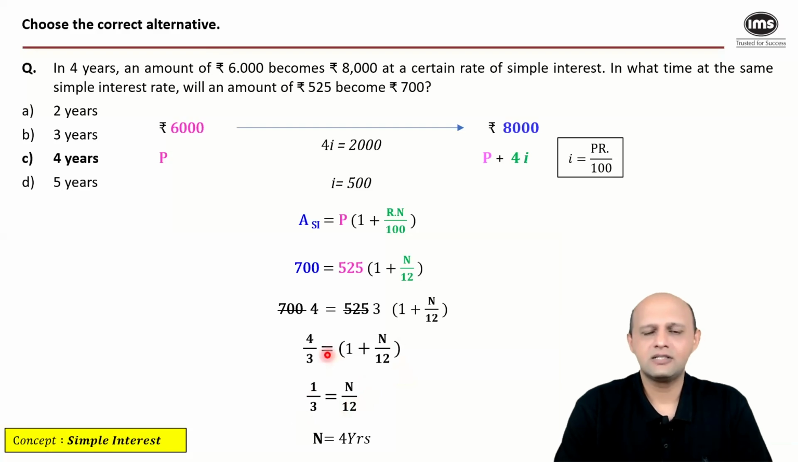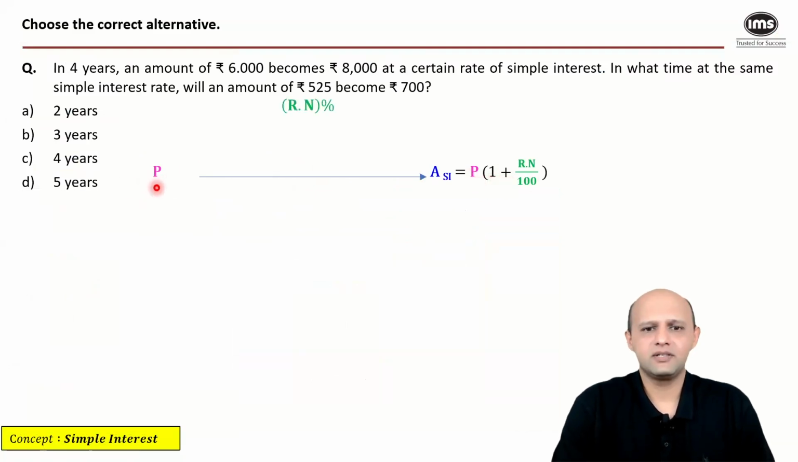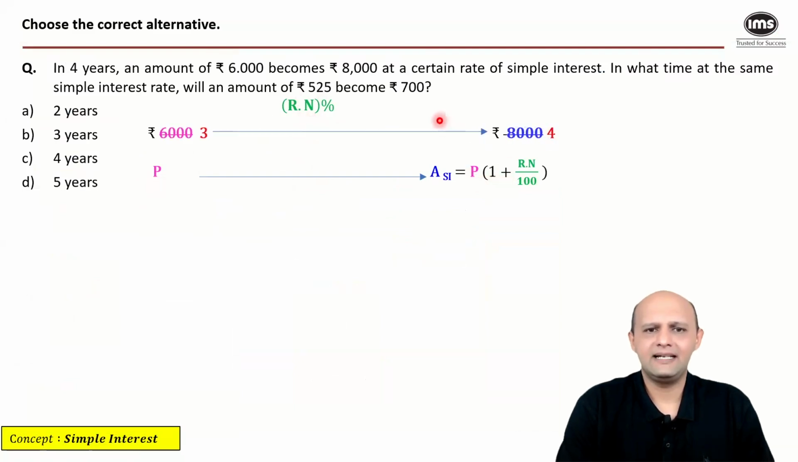So what is the answer? Answer is 4 years. That said, is there any alternative through which we could approach the question? Yes, we can. And there is an alternative. For that, one needs to understand that when principal becomes amount, what is the percentage increase? How do you calculate percentage increase? It's the final value minus the initial value upon the initial value into 100, which is essentially Rn%. Okay, so basically when 6,000 becomes 8,000, what is the percentage increase? 3:4. So the net increase here is going to be 33.33%.